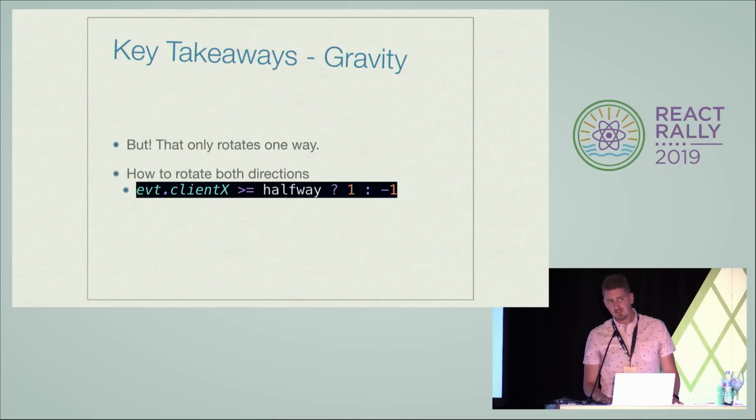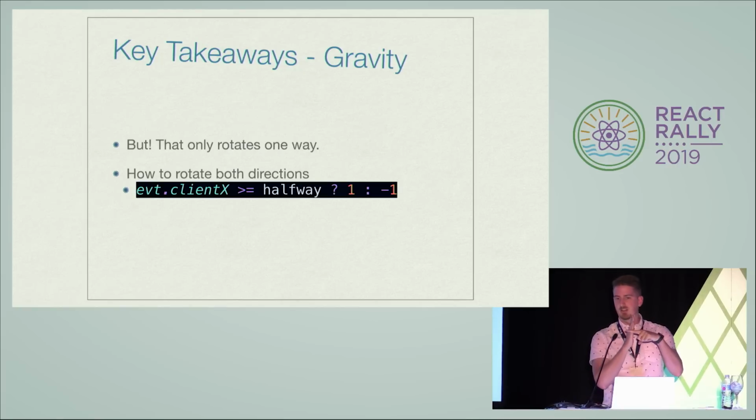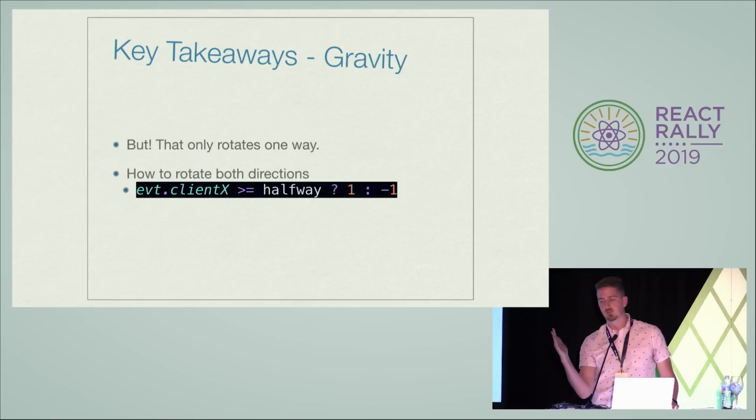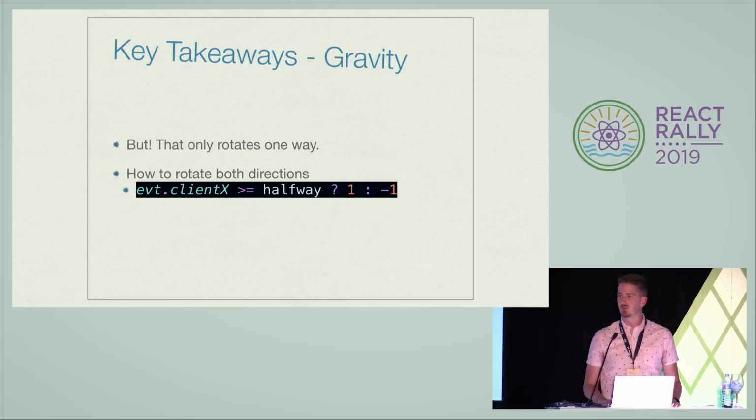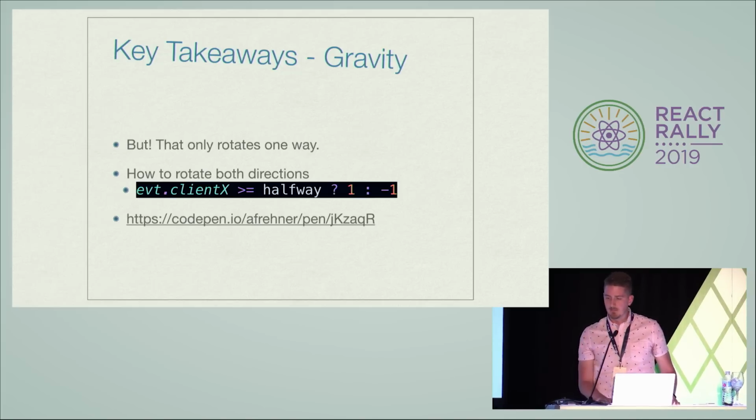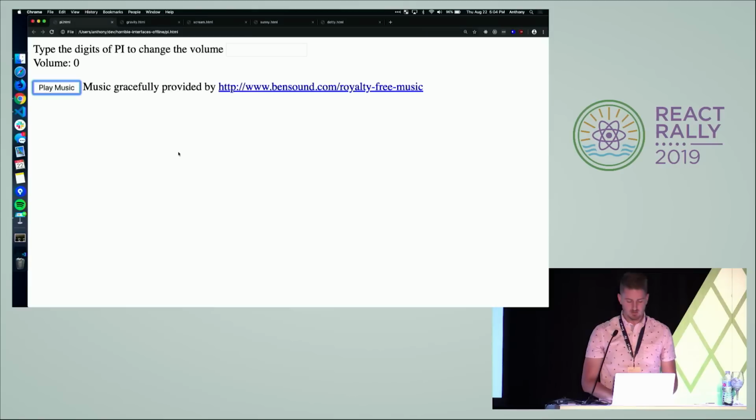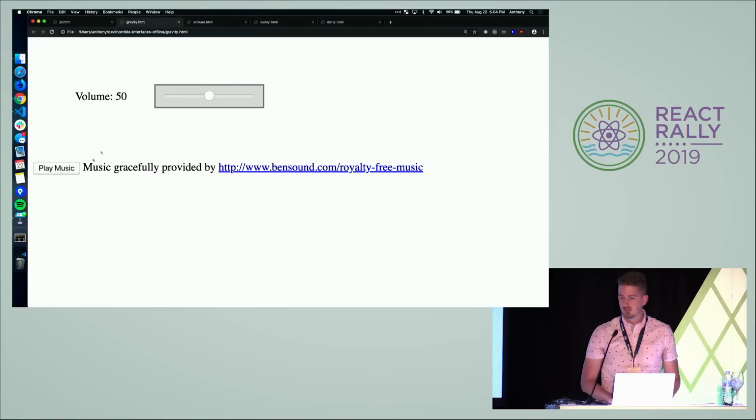Fortunately, it's also fairly simple. If you get the midpoint of that input and say, hey, if it's more than the halfway point, just give it that normal number, but if it's less than the halfway point, multiply that number by -1, and the rotate value will then track where you're going with it. So, not too bad. Here's our CodePen for future reference, and let's play with it real fast.